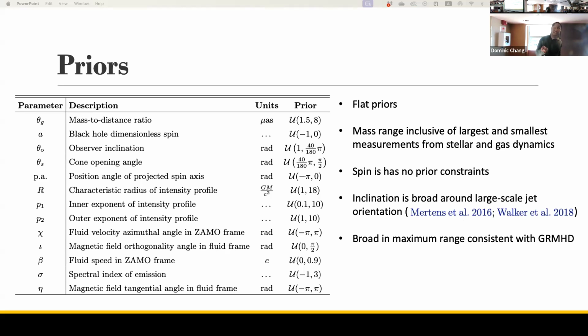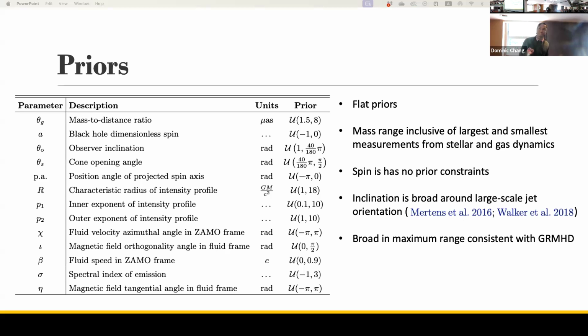I take the spin to be anywhere between -1 and 0. The reason for -1 is because we think the jet's pointed away from us, but this is essentially a complete agnostic spin domain. I take the inclination also to be fairly large, between 1 and 40 degrees, so that's like plus or minus 20 around the average of what's measured with a large scale jet. There's no reason to think it's too largely deviated from a large scale jet, given that the precession that we've observed in the jet is very small.